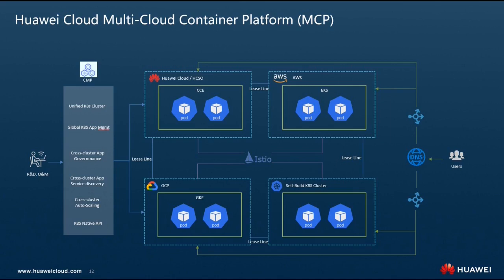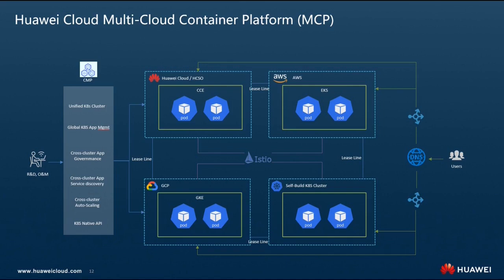Decoupling of development and production environments. For network security and continuous integration, CI, or continuous delivery, CD scenarios, some users want to deploy development and test environments in the private cloud cluster and the production environment in the public cloud clusters. With Huawei Cloud MCP, you can manage clusters where the development, test, and production environments run in a unified manner. MCP works with container ops to implement service rollout by pipeline, improving the code delivery and deployment efficiency.